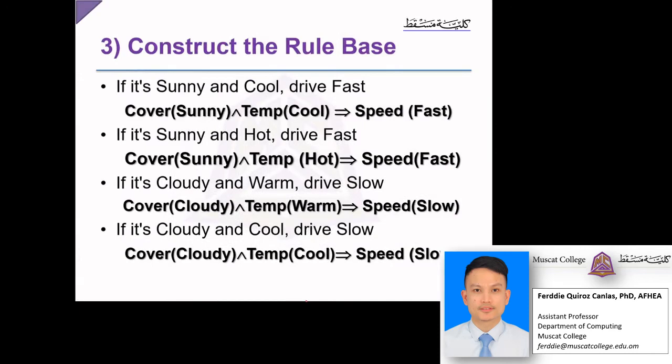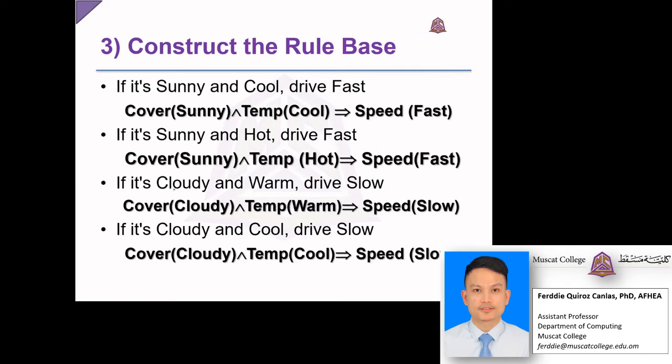So these are the rules, okay? The driving of the driver will be based on the following rules. If it is sunny and the temperature is cool, we have to drive fast. It's okay to drive fast if the weather is sunny and the temperature is cool. This is the rule. Then the second one here, if it is sunny also and the temperature is hot, then you could drive fast. So this is the rule here.